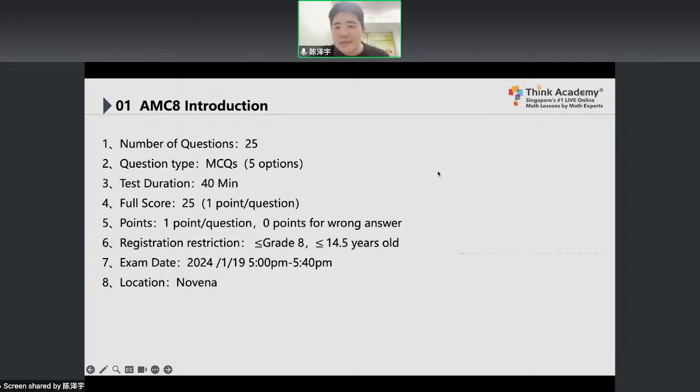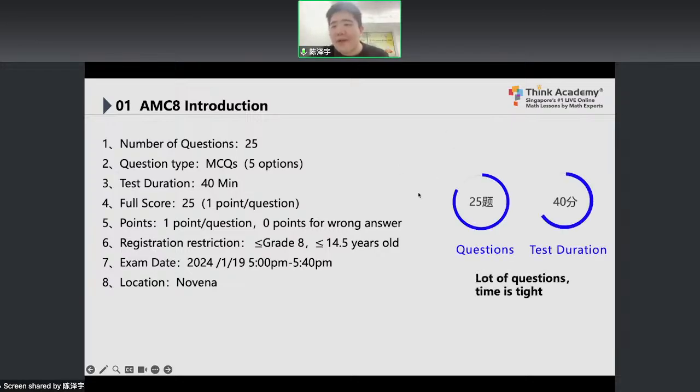So 25 questions in 40 minutes. That's a lot of questions, so the time is very tight. It will test your calculation accuracy and also your calculation speed. I think this is the most important and most difficult part for Singapore students, because as far as I know, many students are not very good at calculation. If you want to solve all the questions, or at least try all of them, you need to solve one question in 1.5 minutes on average. That's a very tight time.